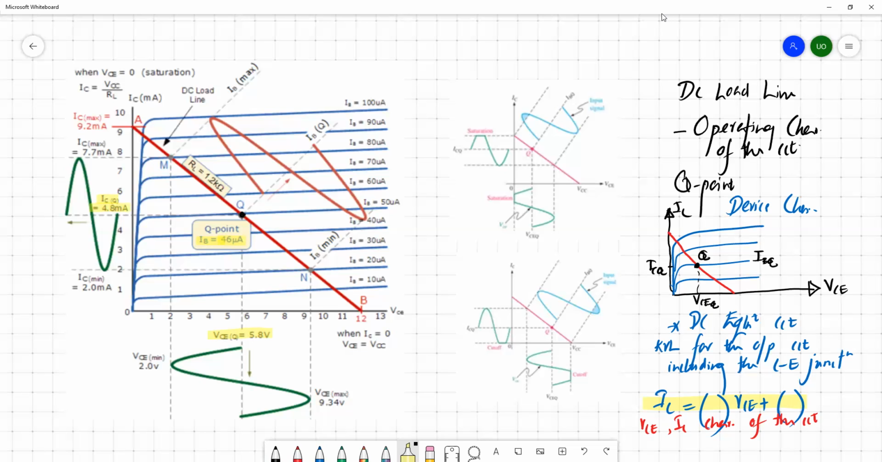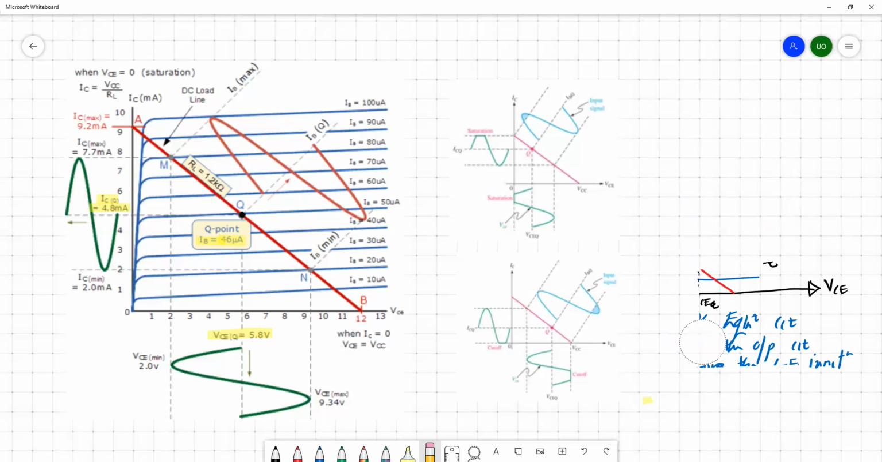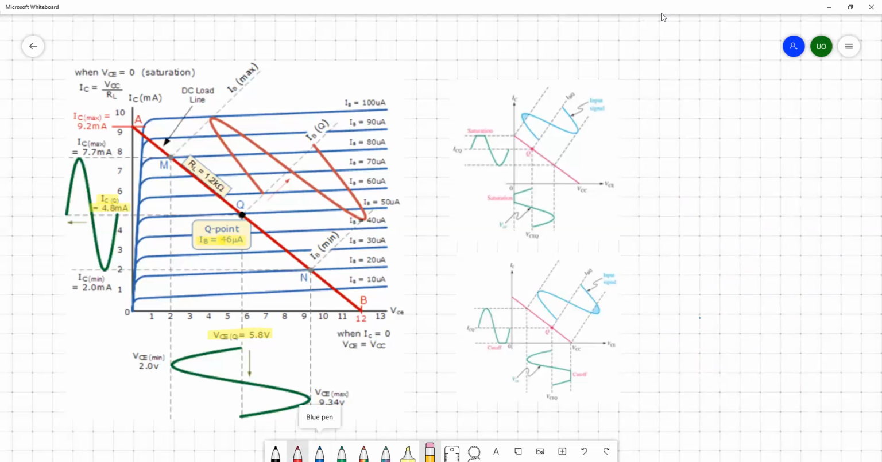Assuming this is the Q point, how do we get this done? Let's think about it. Let's consider a very simple circuit. Okay, so we have a circuit like this.